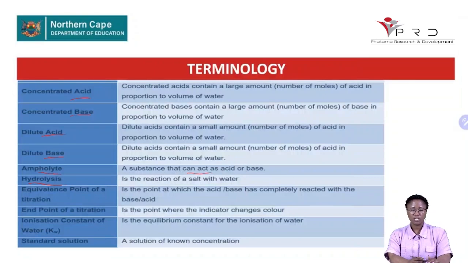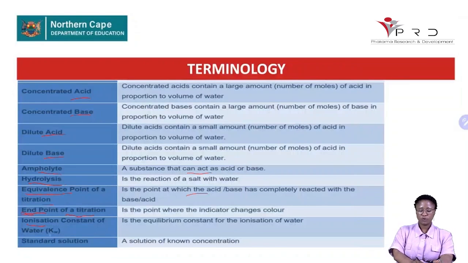Hydrolysis is the reaction of salt with water. I think I mentioned that one. The equivalence point of a titration is the point at which the acid or base has completely reacted with the base or acid. The endpoint of a titration is the point where the indicator changes color. So do not confuse the equivalence point with the endpoint. The equivalence point is the point at which the acid or the base has completely reacted with a base or an acid. The endpoint is the point where the indicator changes color. Which indicator? Those three indicators that we spoke about that you must know.